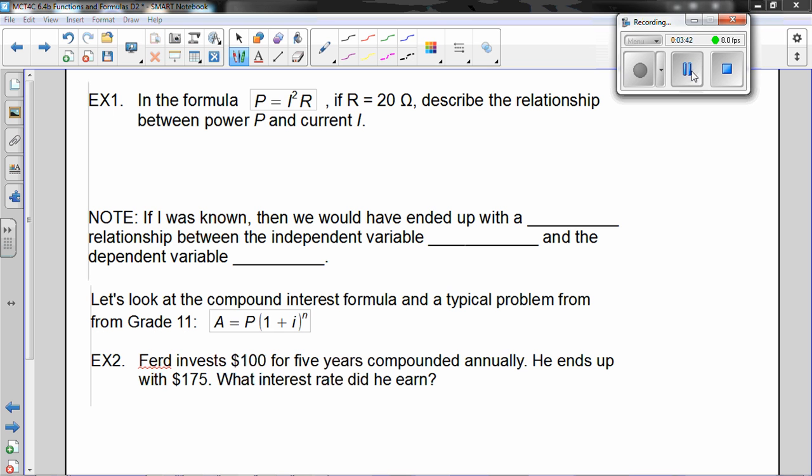Dog's barking. I wonder if someone's at the door. Nope, no one was at the door. The dog's just insane. Back to the lesson.